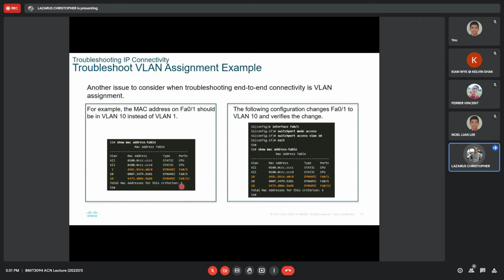For example, here there's an error, the highlighted one. You can see the MAC address on F1 should be in VLAN 10. So this one should be VLAN 10 instead of VLAN 1. A simple change: go to that particular interface, change it to VLAN 10, then suddenly it's part of the VLAN, and it can operate.